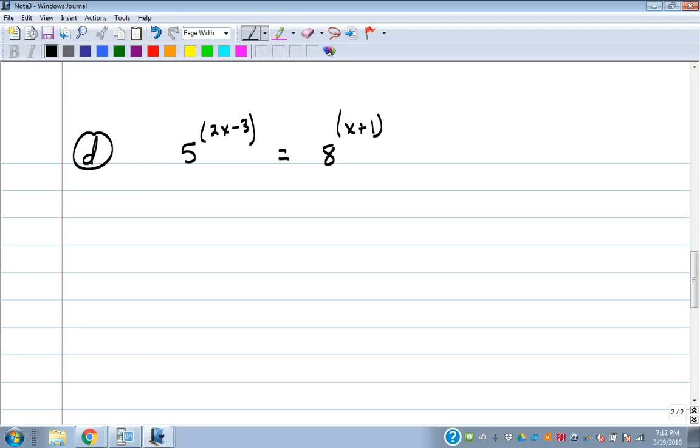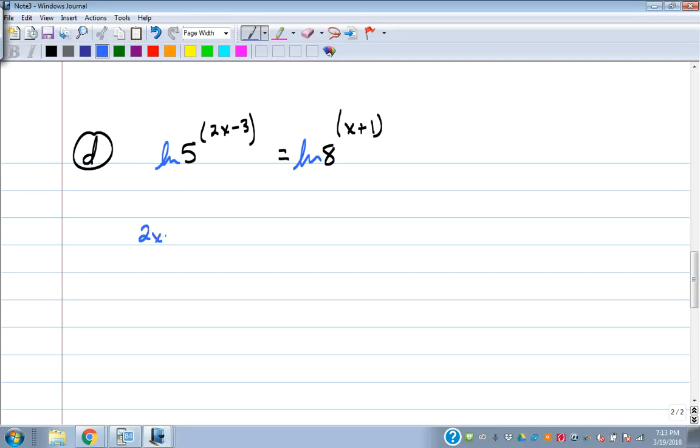Now, this one has x's on both sides in the exponent, which is not a fun thing. It makes it a much more difficult problem because x is in more than one place. So, how do we get those x's out of the exponent? Take the natural logs of both sides.